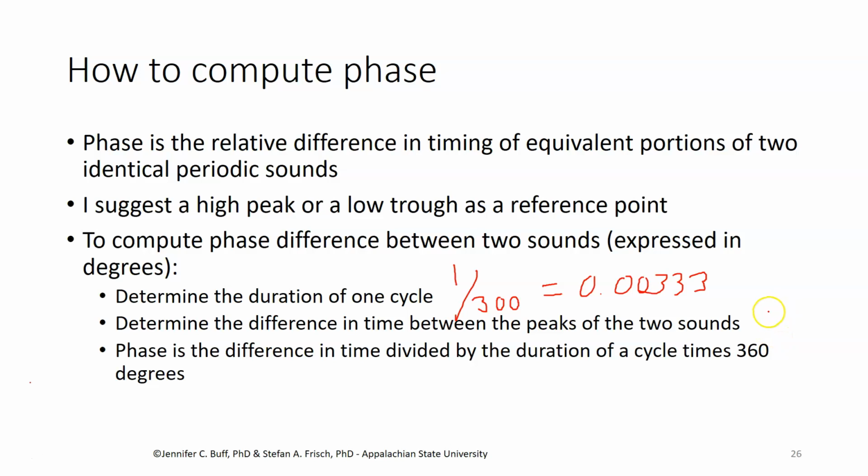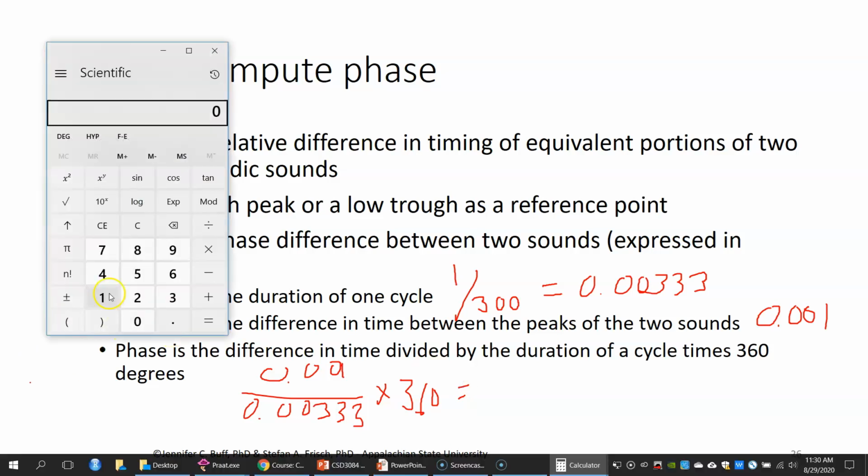The difference in time between the peaks of the two sounds, that's 0.001. Phase is the difference in time, 0.001, divided by the duration of a cycle, 0.00333, times 360 to turn it into units of degrees for phase, which is 0.001 divided by 0.00333 times 360, which is 108.